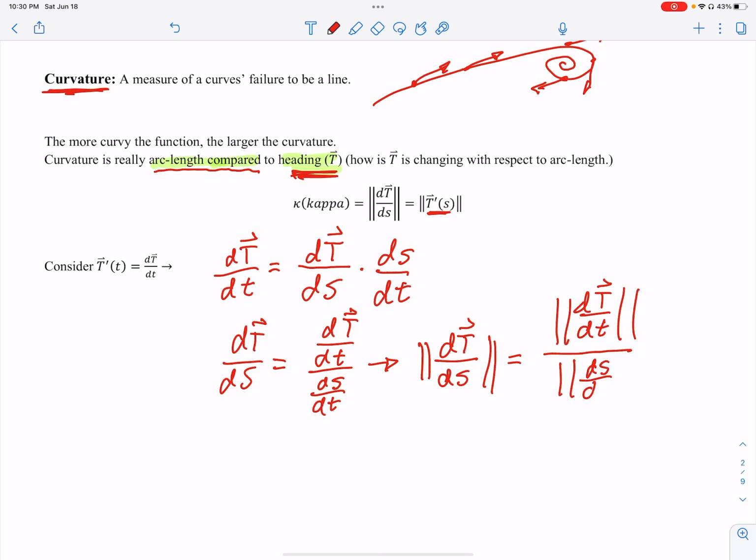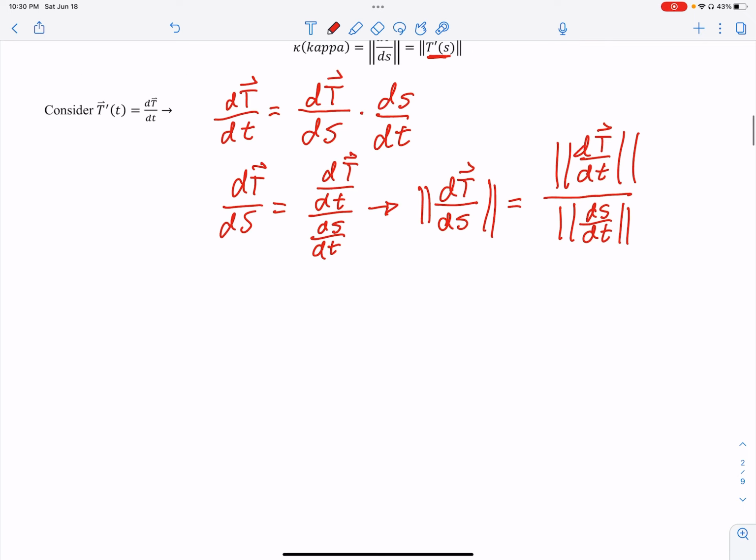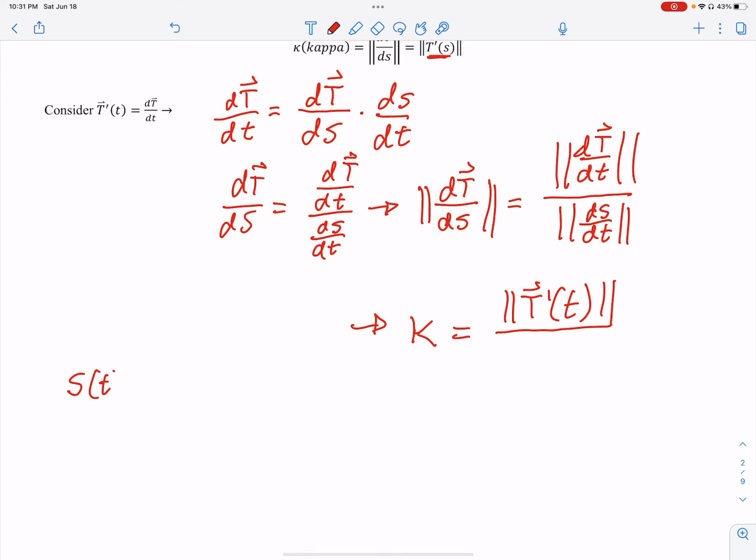And then we're going to make some replacements here. We get kappa, that's what that is on the left, equals, and then we're going to have a formula here. Up top, we can just write it the way it is: tangent vector, the derivative of it, take the magnitude. And then the bottom, let's think about that for a minute. Let's start with this definition of arc length function. We have the integral from a to b of the magnitude of r prime. This was arc length.